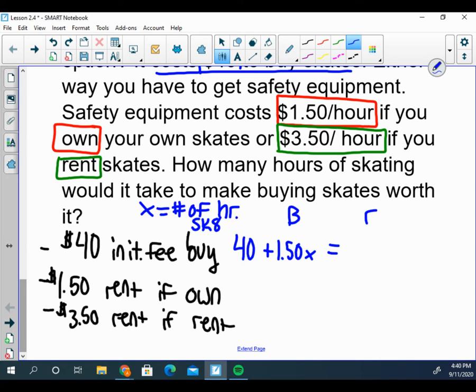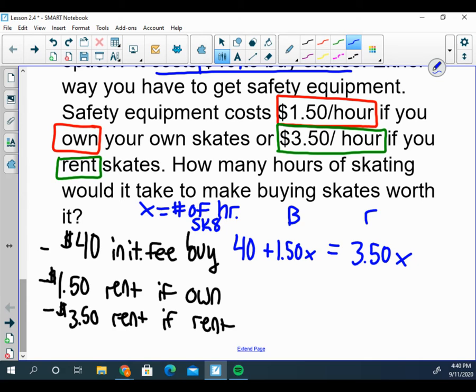We don't know that, right? How many hours of skating? We don't know that yet. So we're going to give it a variable. So the combination for buying is made up of that initial fee and then $1.50 per hour. The renting has no initial fee, so there's no constant on the right side, but it's $3.50 an hour for the safety equipment. And again, we don't know how many hours we go. Now, the key is both sides are comparing how many hours, right? X is the number of hours skated, so I use the same variable on the right side as I did on the left.